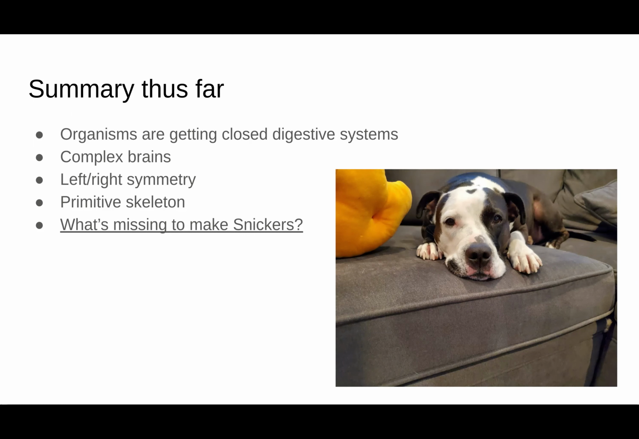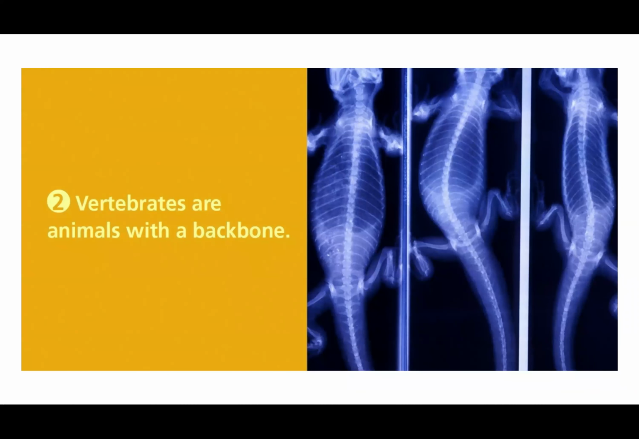So digestive system, that's an interesting thought. Well, we have that, but we have that closed version, but it's certainly not as complex as a dog's digestive system. That's a good thought. What else do we need to make a dog, based on all the characteristics we've talked about? We talked about a brain, we talked about symmetry, we talked about organs and specialized tissues. The key thing is part of it is the skeleton.